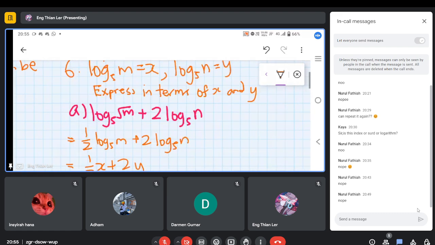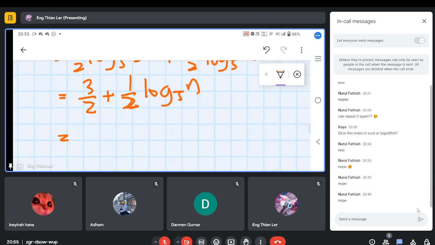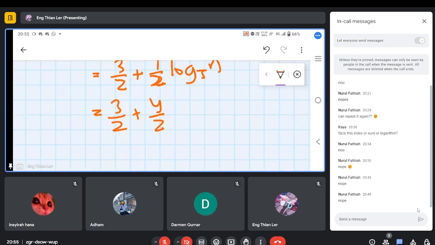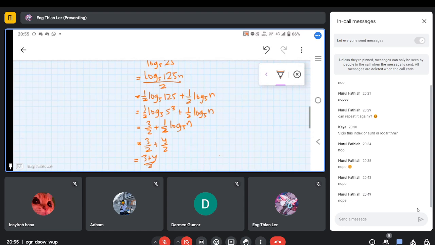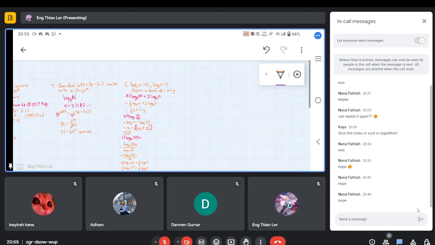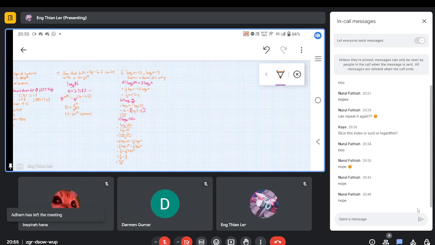From the question, it's y. So it's just 3 over 2 plus y over 2. So simplify, you get 3 plus y over 2. Just that, pretty simple. So any question? Any question about this? About the number 6? Any question?